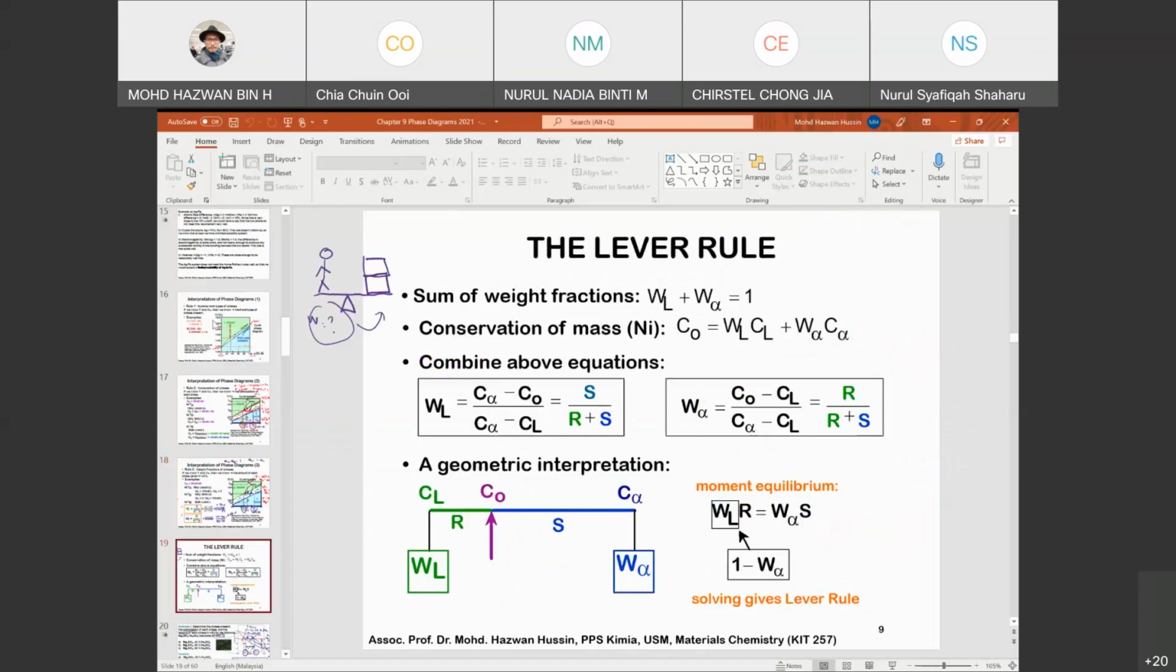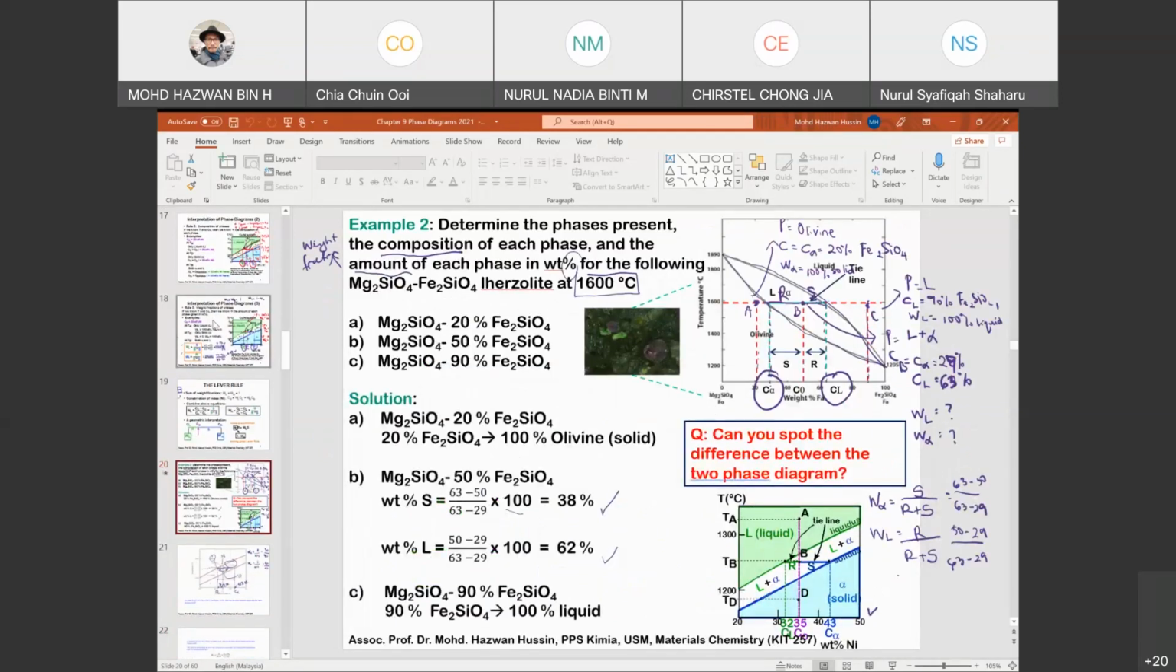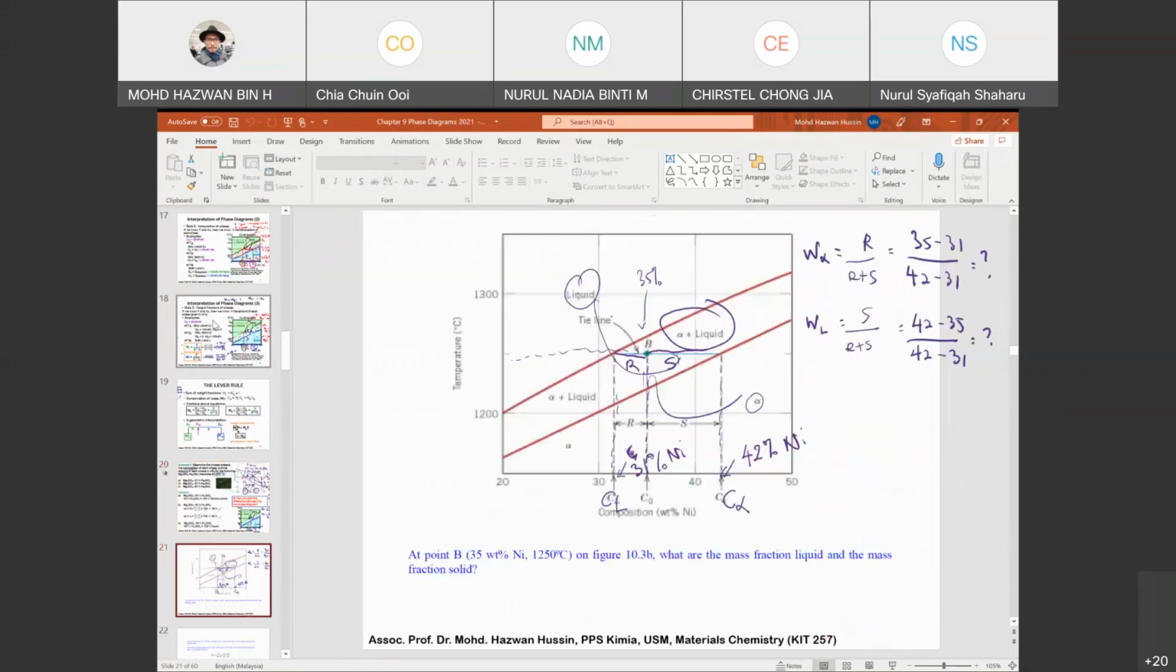Then we also looked into the phase rule. This is a guide for you to determine the weight fractions of a liquid and also the weight fractions of a solid, right? And we also looked into some examples using a phase diagram, the one that we have seen quite a lot using copper and nickel. For this example, we are looking at magnesium silicate and also iron silicate. And we also looked again into this example.